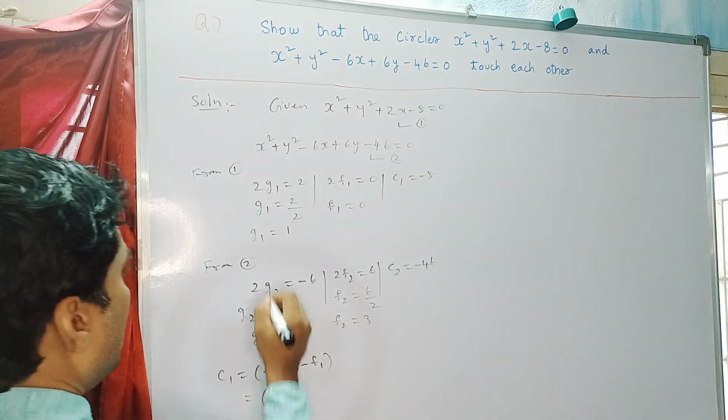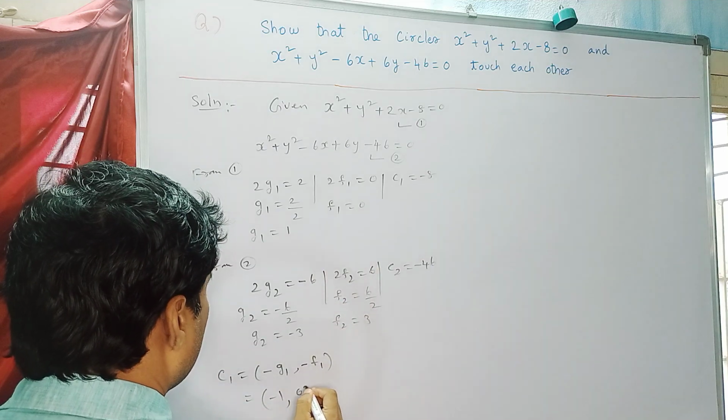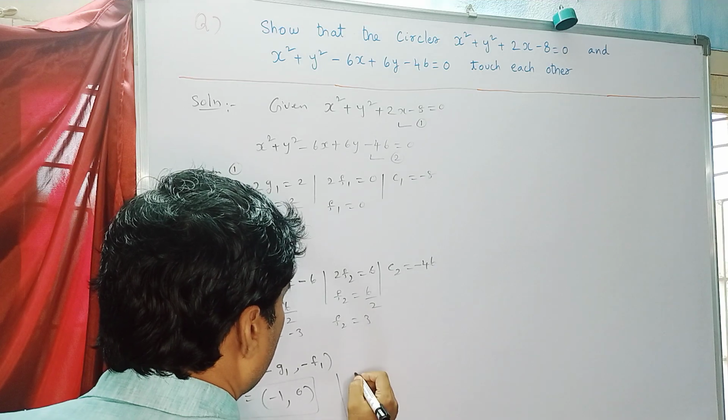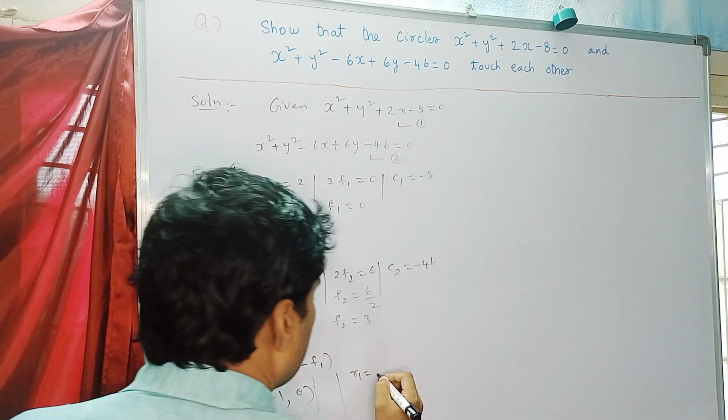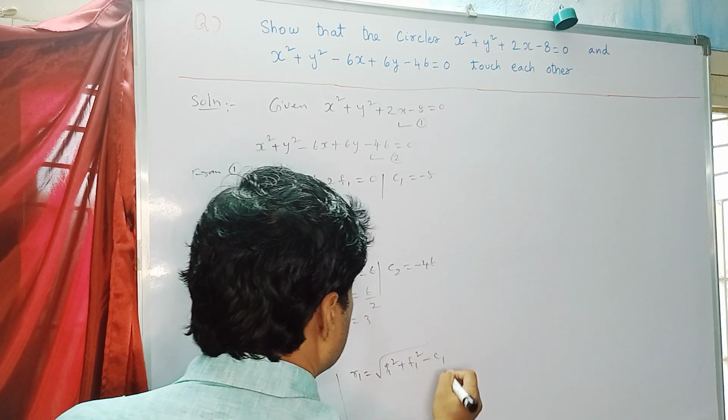So what is minus g1 here? G1 you got minus 1 and f1 value is 0. So this is c1. And you need to find the r1. What is r1? r1 equal to square root of g1 square plus f1 square minus c1.